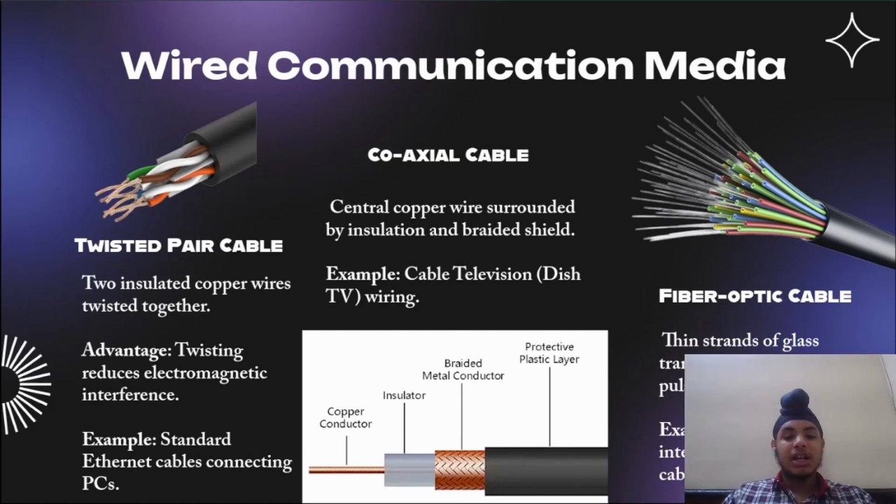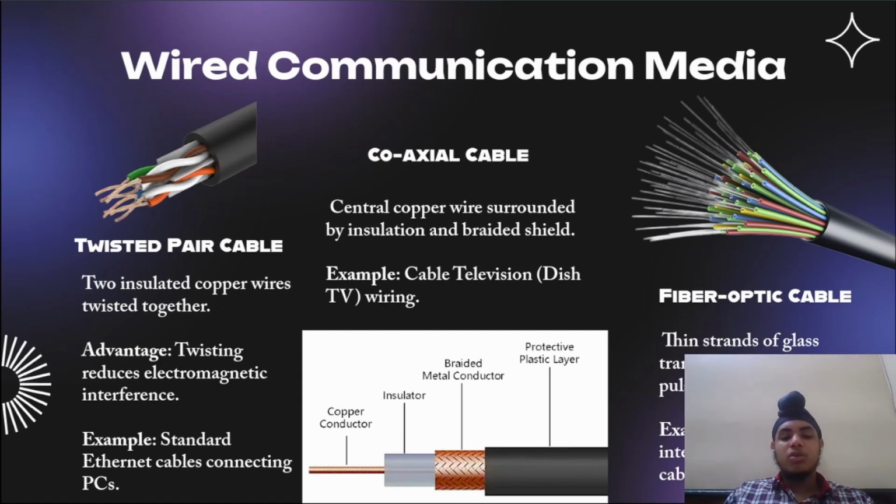This is a standard yellow or blue LAN cable. We use this to connect different computers. Advantage: twisting reduces electromagnetic interference. Next example: standard Ethernet cables connected to PCs. The normal cables that we connect to PCs are twisted pair cables.